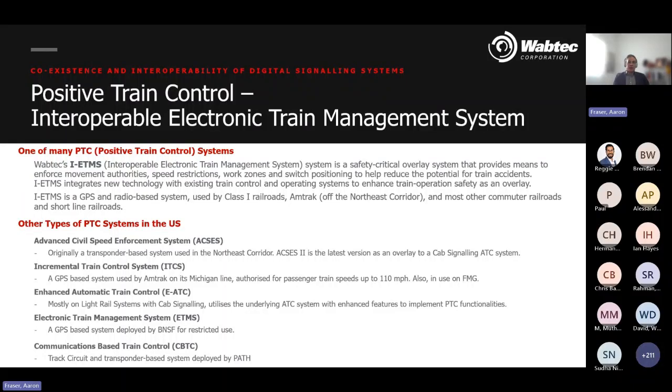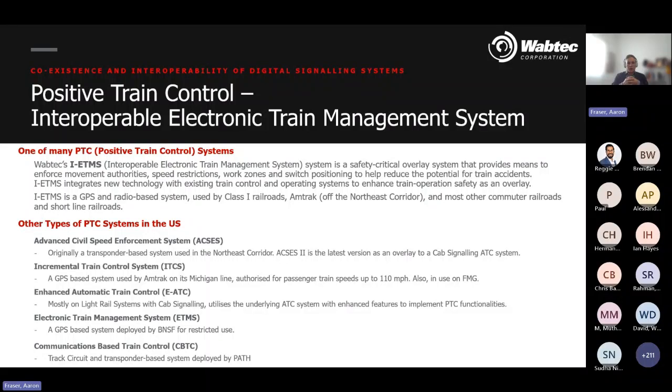So just important to note, as we talked about earlier, where does interoperability matter and where doesn't it matter? Well, most of those systems that I've talked about there down the bottom on the slide, they're in use on passenger networks that are very far away from each other, where those passenger trains that are equipped with those systems will never have to run over another territory that's equipped with a different PTC system. So in that case, interoperability probably doesn't matter.